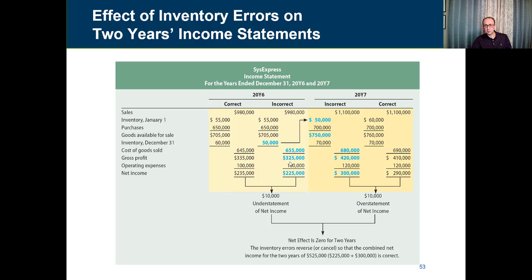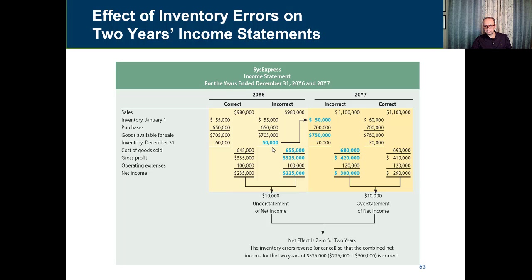And you can see that gross profit is 325. In other words, it's understated compared to the correct value. And net income would be the same thing. So that led to a $10,000 understatement of net income.